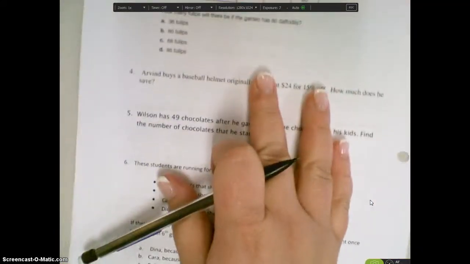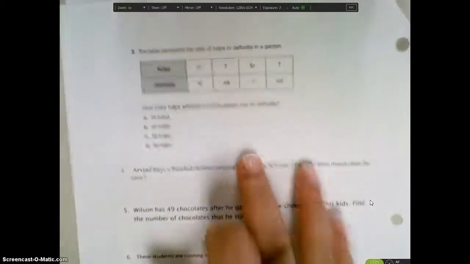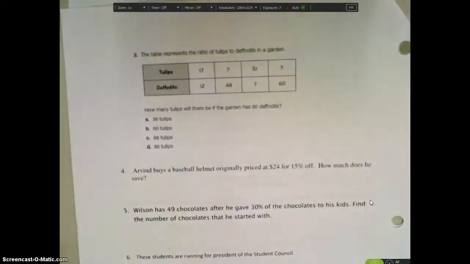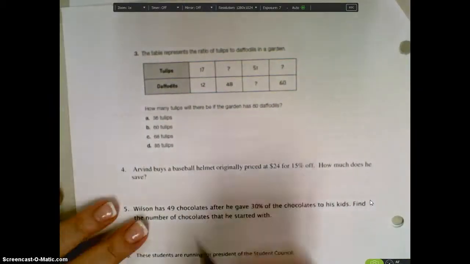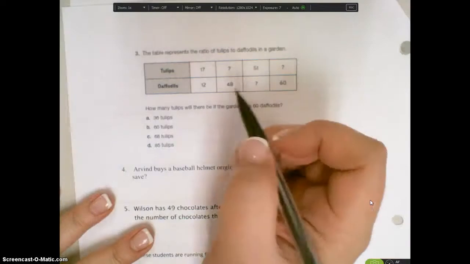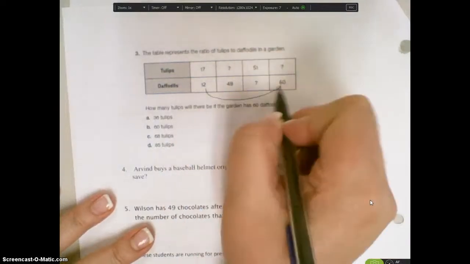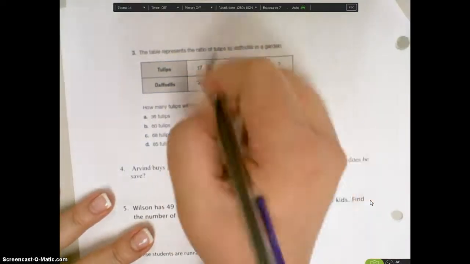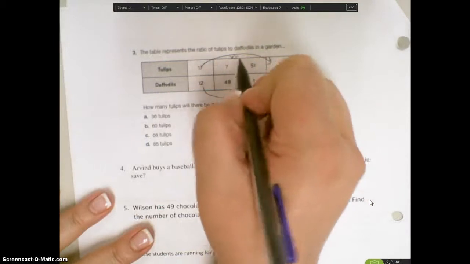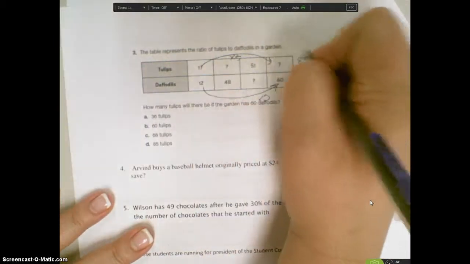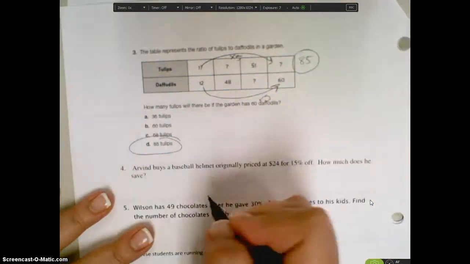Number 3, the table represents the ratios of tulips to daffodils in a garden. How many tulips will there be if the garden has 60 daffodils? So really I can just look and say, well, to get from 12 to 60, I would multiply by 5, and then 17 times 5 is 85. So the answer would be D.